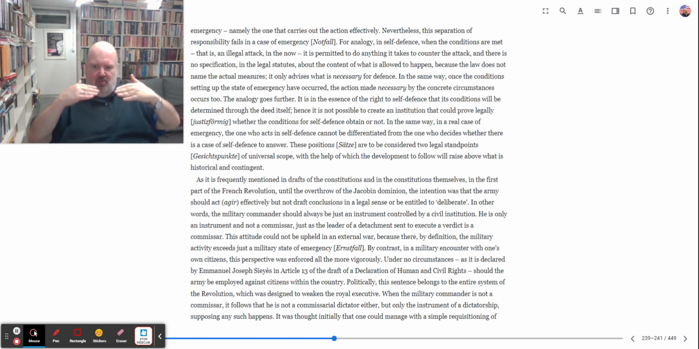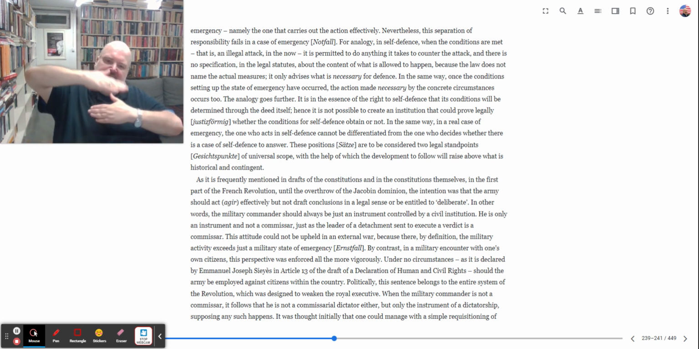In other words, he wants to raise what is the legal scope, what is the legal standpoint, versus the merely historical and contingent. So, in other words, with the help of which the development to follow, what is to come, will raise above what is historical and contingent.